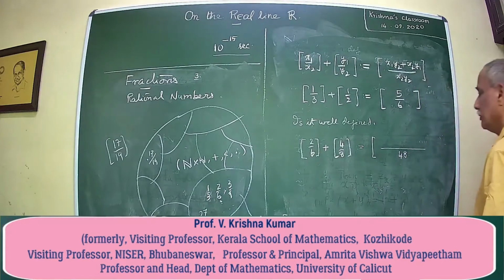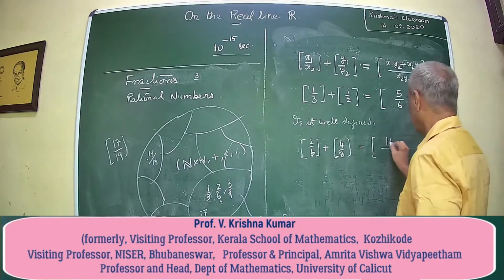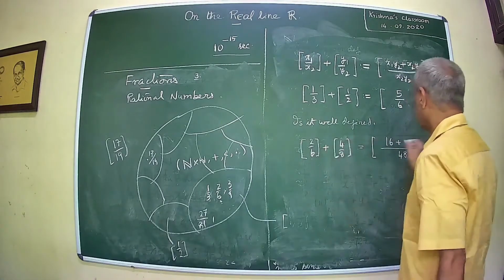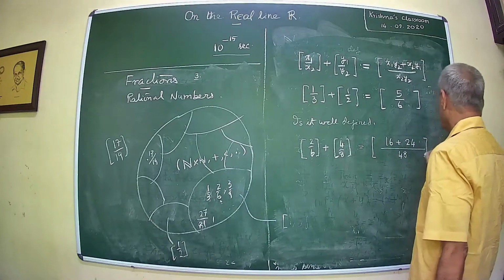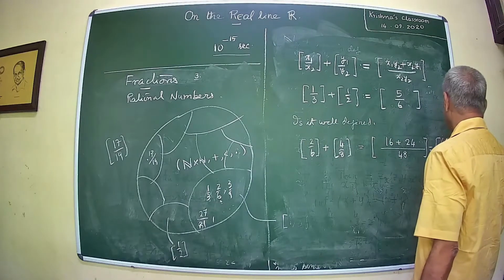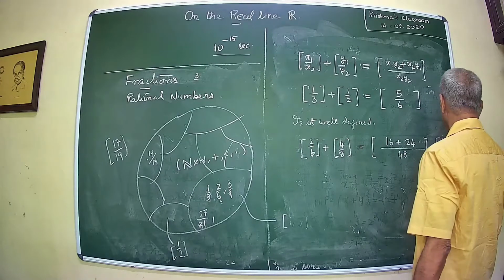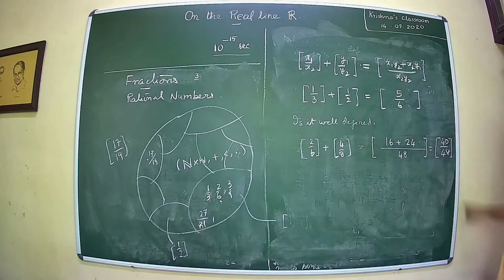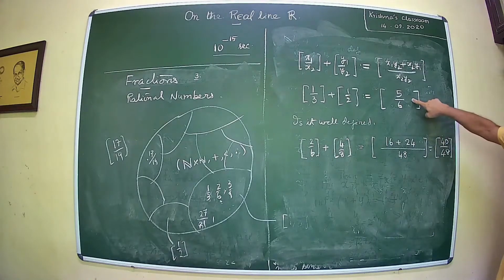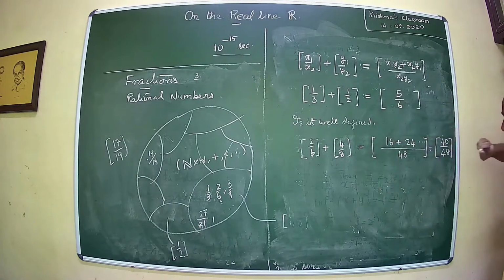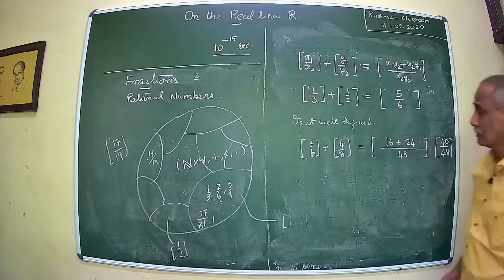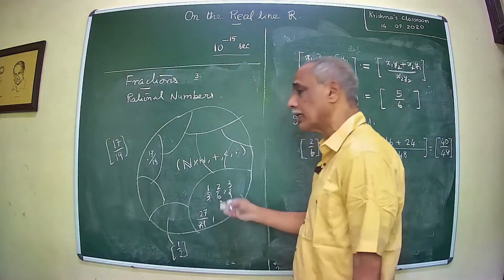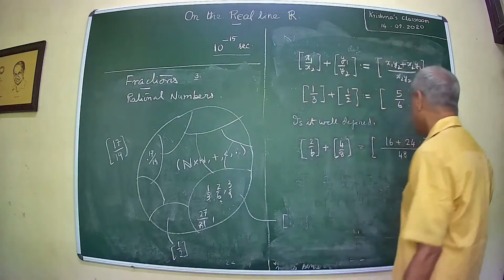48 here, and then you have 16 plus, that's equal to 40 by. So the question is, is this the same as this block? That's the question. Is this block the same as this block? If you get it, well, then your addition is well defined. Otherwise, it depends on the choice of the representative element. Okay, so we don't want that.